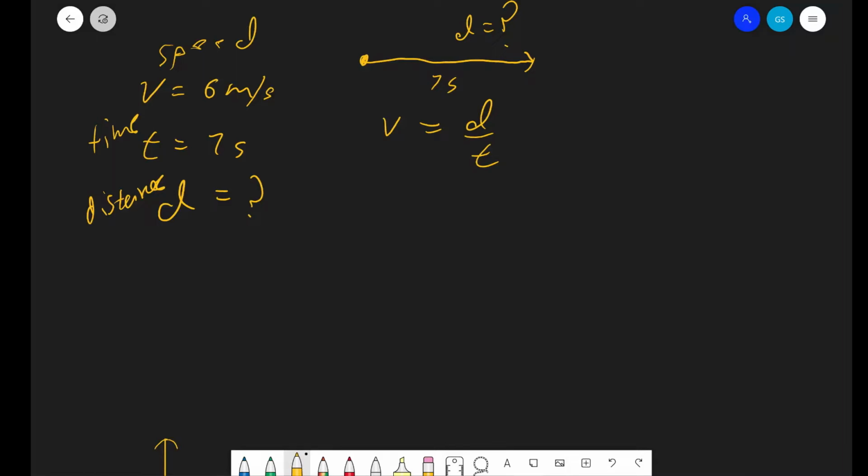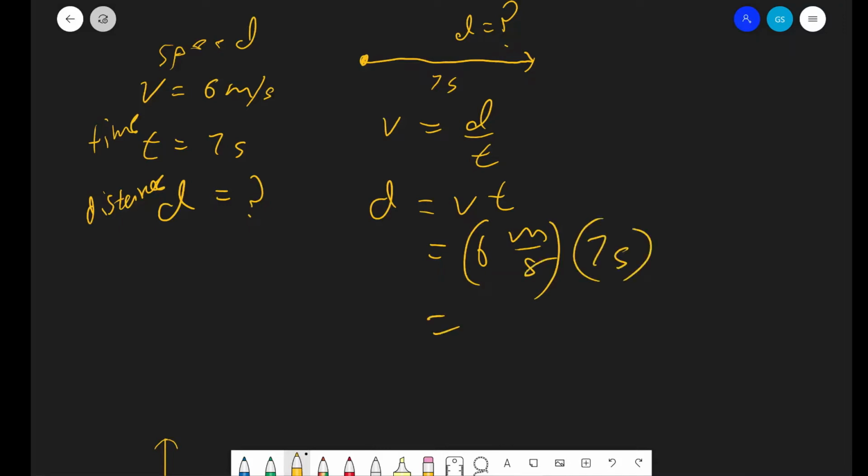If we want to find distance, we can just rearrange this. So we can say distance equals v times t. V, we know, is 6 meters per second. Time is 7 seconds. The seconds cancel out. 6 times 7, 42 meters. So that is the distance traveled by some object.